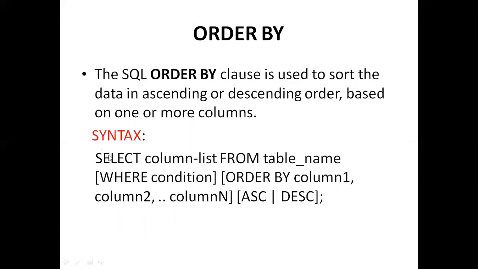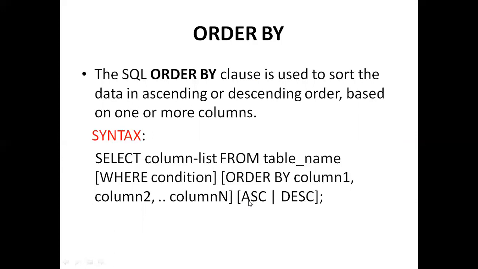So you have select, what you want to select: the column list, from table name. What is the table name? And then specify the condition. Depending upon which condition you want to order which columns, column 1, column 2, ascending or descending. ASC for ascending, DESC for descending. If you don't specify ascending or descending, by default it will take ascending.